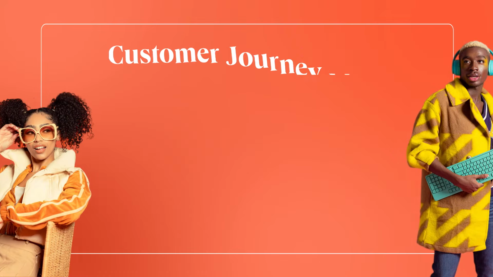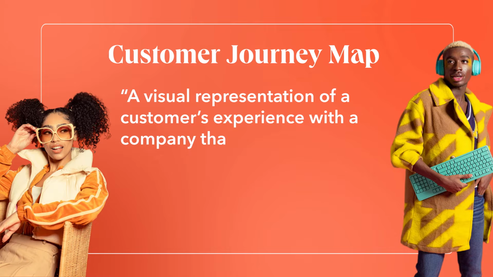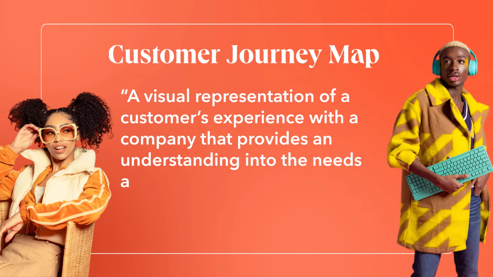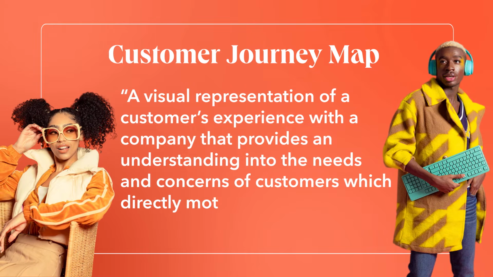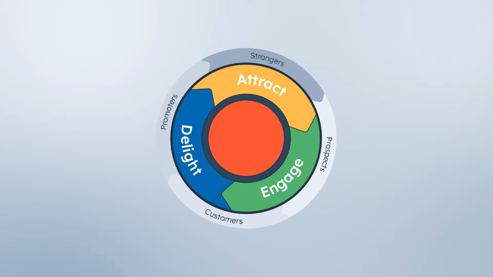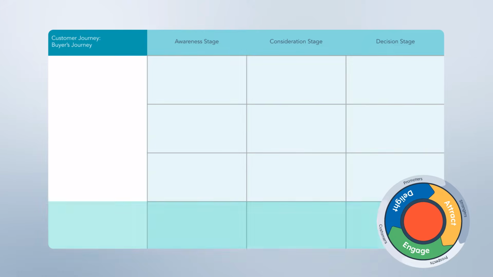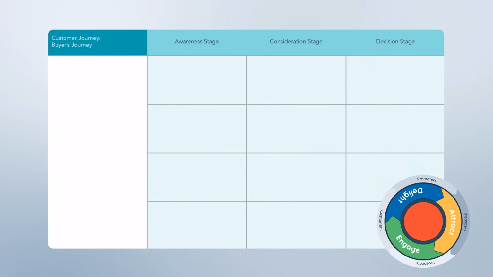HubSpot defines the customer journey map as a visual representation of a customer's experience with a company that provides an understanding into the needs and concerns of customers, which directly motivate or inhibit their actions. In other words, you can almost picture it like HubSpot's famous flywheel model, but laid out flat, like a step-by-step map. From there, you can predict each step a customer takes, spotting moments that drive them towards the goal, as well as obstacles that'll get in the way. This customer-centric approach applies to marketing, sales, and service. The good news is that you don't have to do all of them at once.